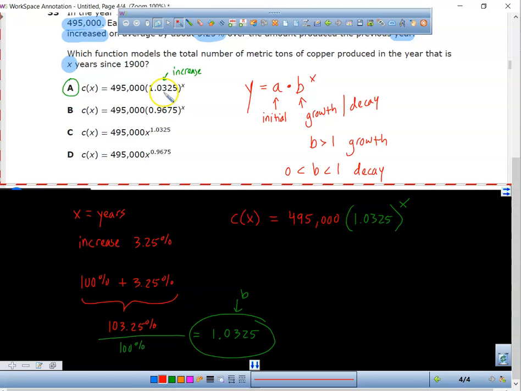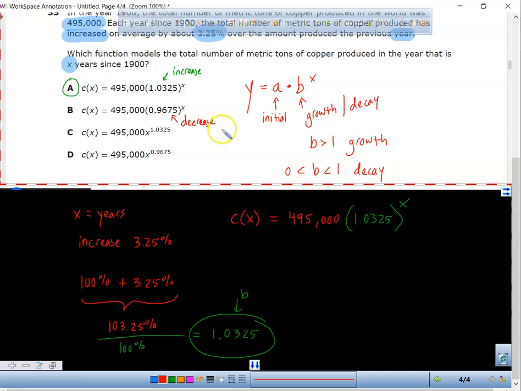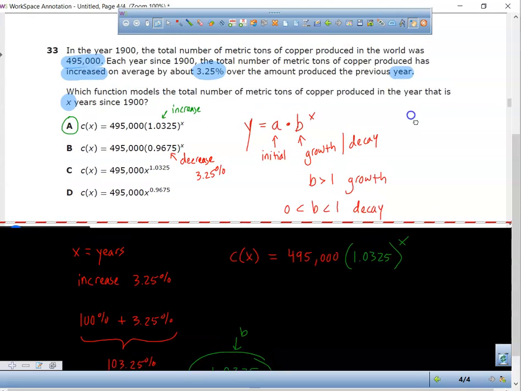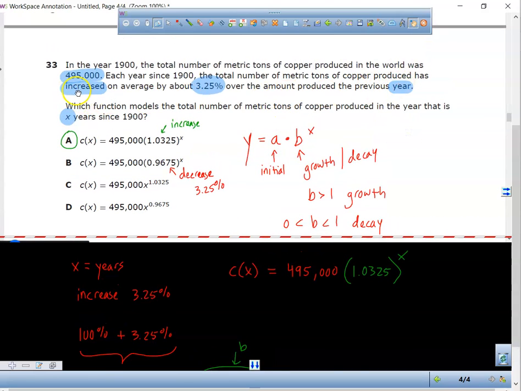If this was an increase of 3.25%, what do you guys think this one is? That's a decrease. So guys, I could literally give you the same words and just change one word, and it would change it from A to B. If I said the copper produced each year had a decrease, I could use the exact same question, just change the word. Now I go from A to B without having to retype the whole question.